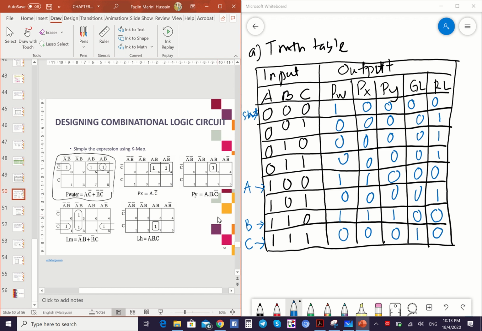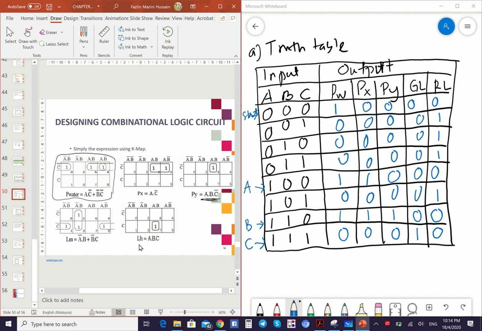If the output has only one value, for example PY, you still need to map it to your K-map, because the question asks you to simplify using K-map, so you need to use K-maps for all outputs. PY is equal to A, B, C bar, only one value. If you have only one value in your K-map, you can loop it, or you don't have to loop, but you still need to write the equation.